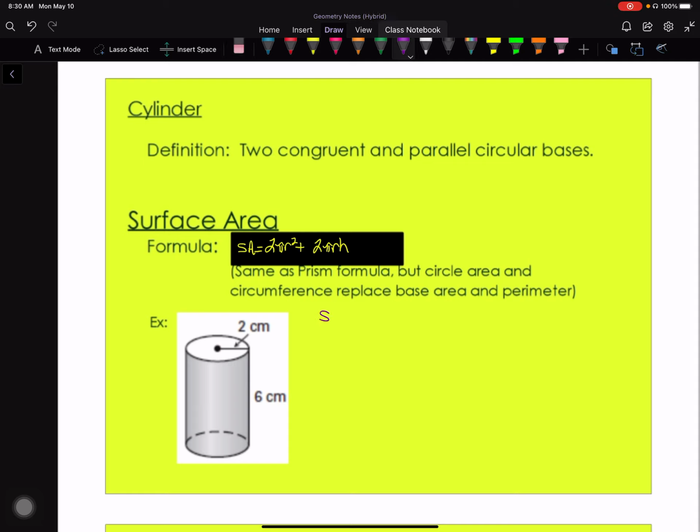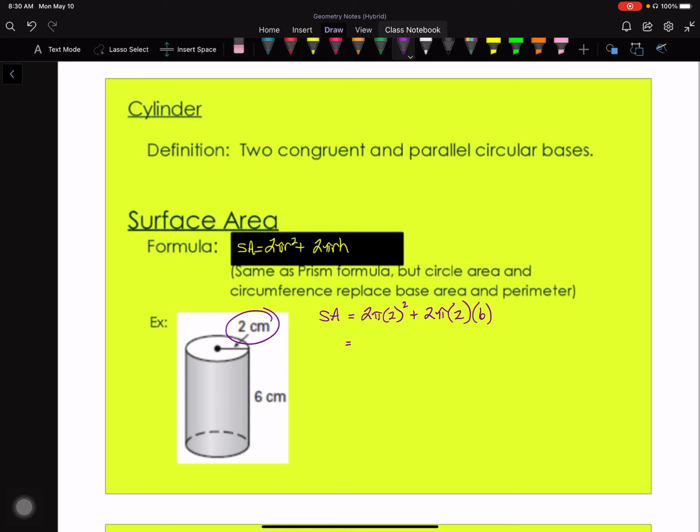So the surface area of this cylinder here is going to equal 2 times pi times my radius, which is 2 squared. Right here is my radius. Plus, so that'll give me the area of the two circular bases, plus 2 times pi times my radius, which is 2, times my height, which they tell me is 6. So if everything's given to you, it's pretty straightforward. You just plug the numbers in and you're done.